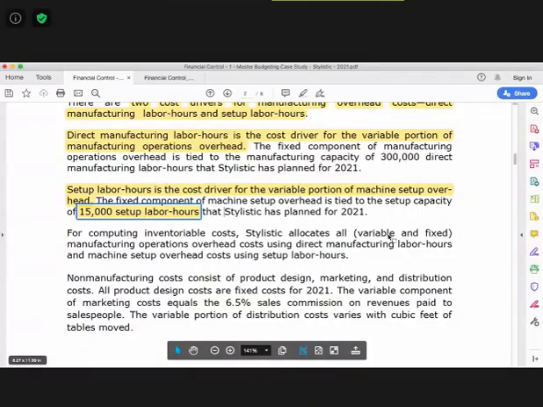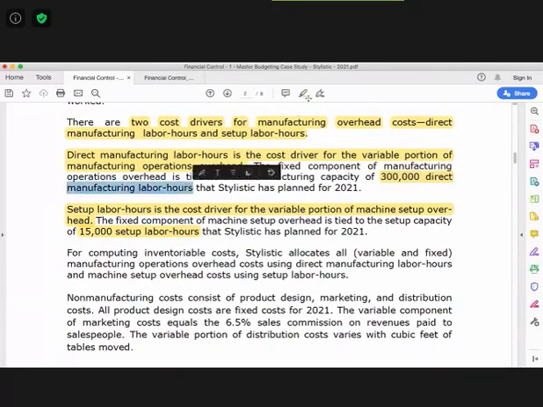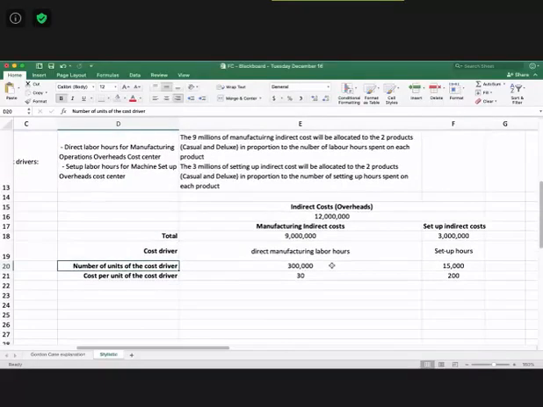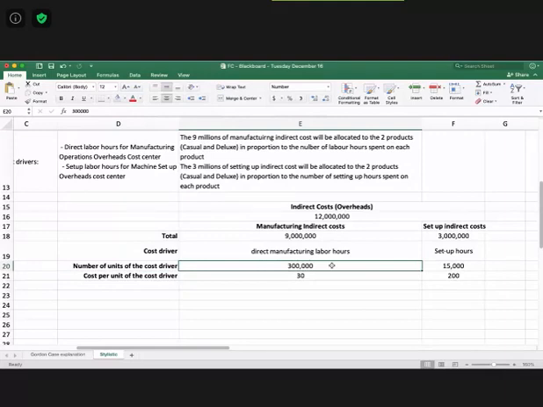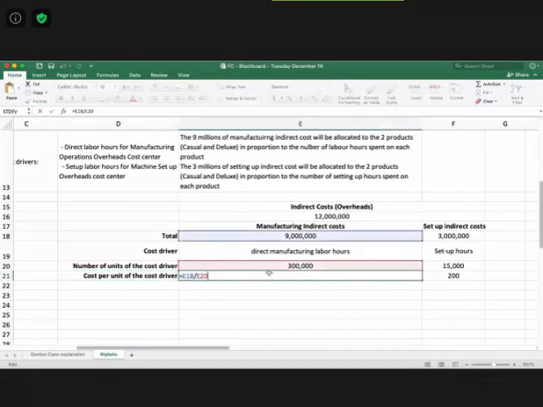Okay, so we have 300,000 direct manufacturing labor hours that we plan to spend for 2021, and we got 15,000 setup hours that we plan to spend for 2021. So I can use that here. So 300,000 hours for the direct manufacturing labor hours and 15,000 hours for the setup hours, okay? And so now we're gonna calculate what we call the cost per unit of the cost driver, which is simply 9 million divided by 300,000, okay?